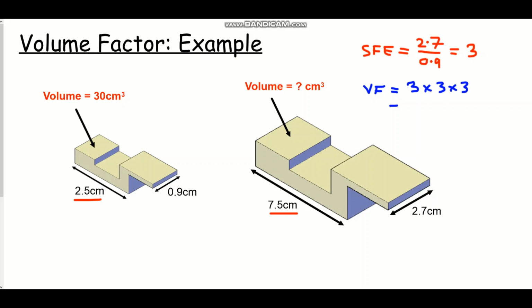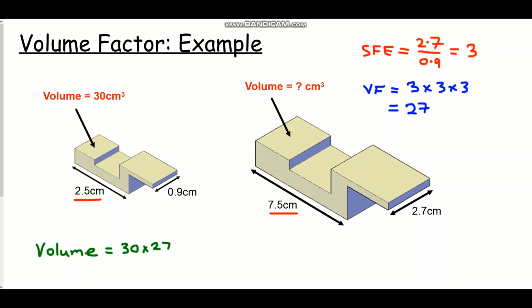If you want to write down the notation 3 cubed there, 3 with a little 3 at the top, then you can as well, instead of 3 times 3 times 3, which can be a bit tedious to write out. Our volume factor is 27. Okay, so last little step. I need to do, for my volume, the volume of the small shape that I know. So it's going to be 30 times by my volume factor. So 30 times 27.